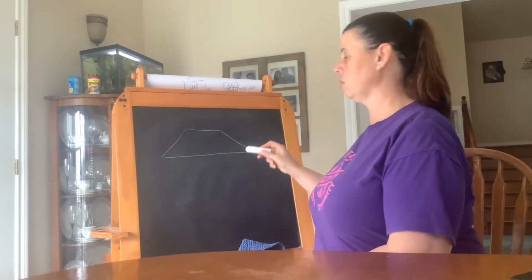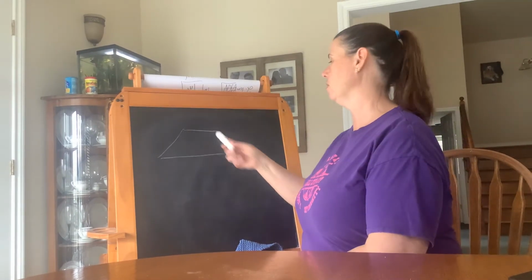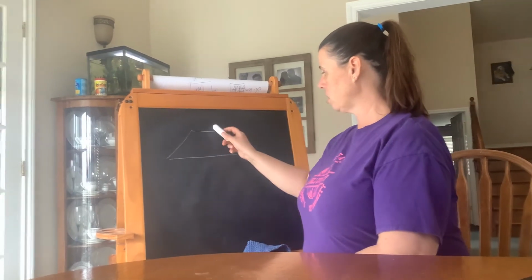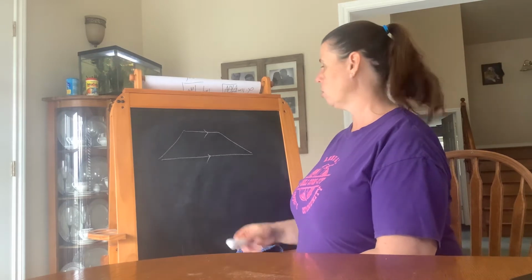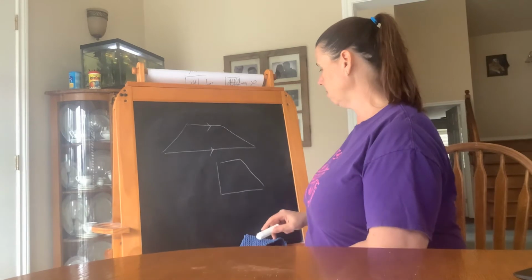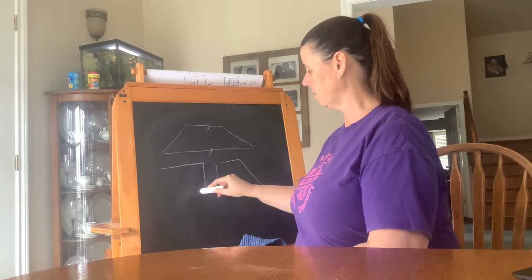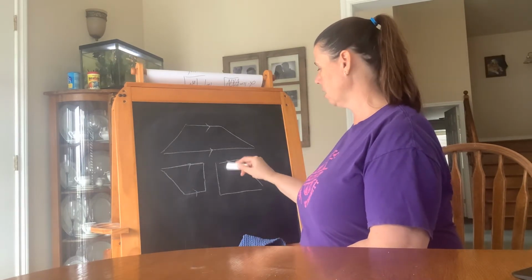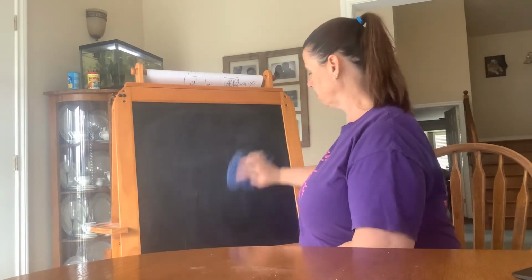I told you that I always think of a trapezoid like a trapeze in the circus, and an elephant stands on something like that in the circus. That's how I remember. A trapezoid has four sides, and only one pair of parallel lines. Okay, so a trapezoid can look like that, it can look like that, it can look like that, as long as it has one pair of parallel lines. Okay, four sides, one pair of parallel lines.